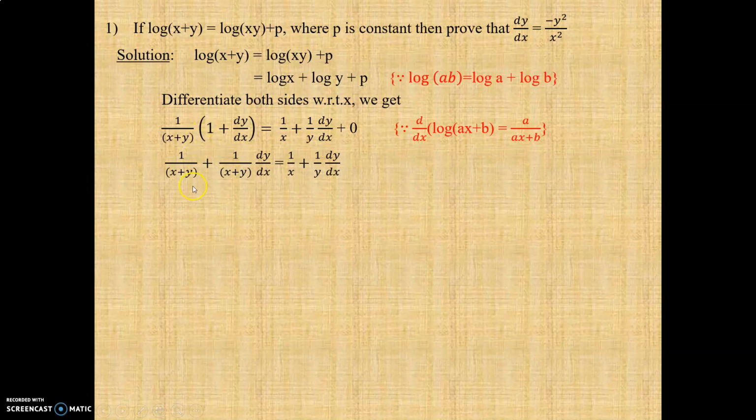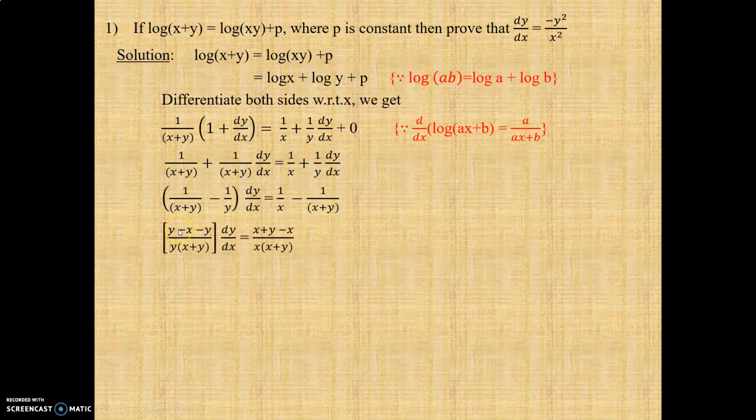So 1 upon x plus y plus 1 upon x plus y into dy upon dx is equal to 1 upon x plus 1 upon y dy upon dx. Then in the next step we are collecting the derivative terms together. So 1 upon x plus y minus 1 upon y into dy upon dx is equal to 1 upon x minus 1 upon x plus y.